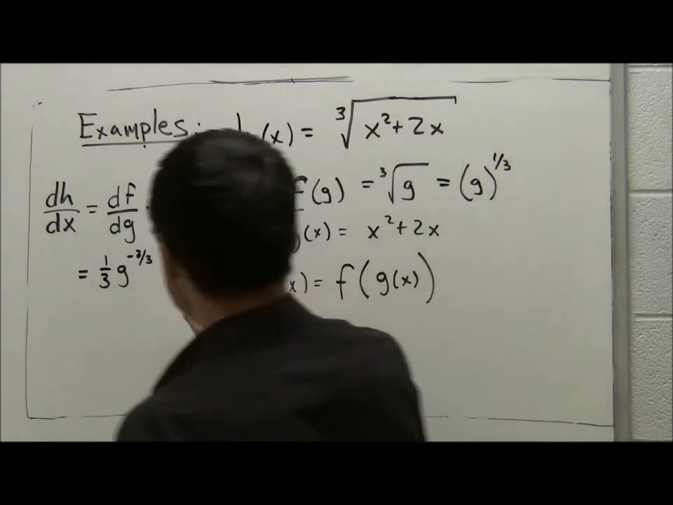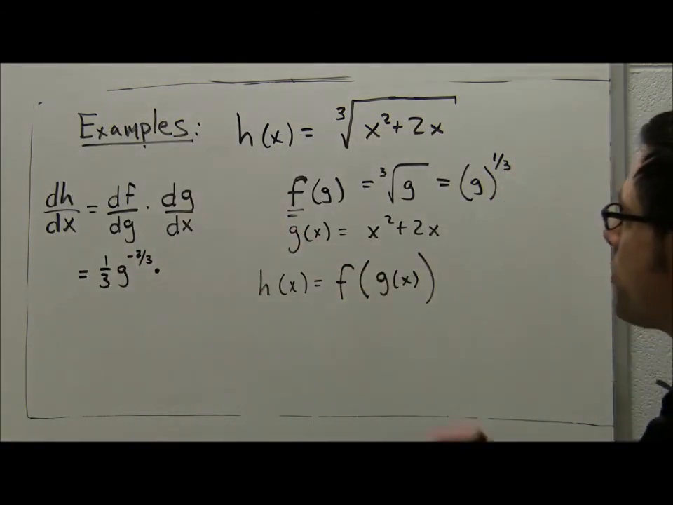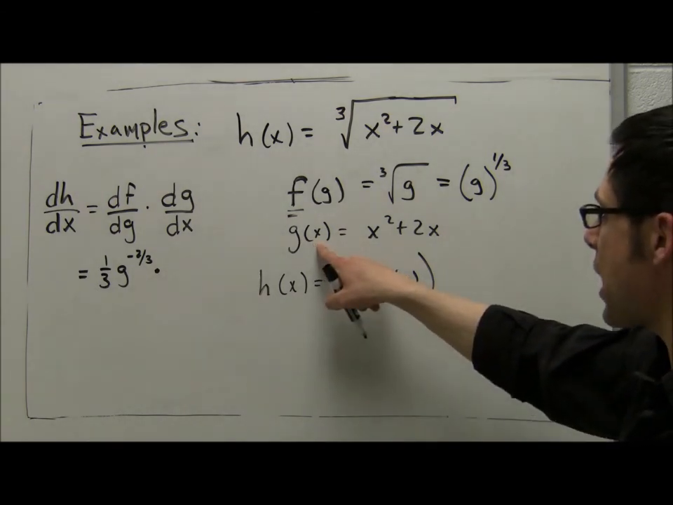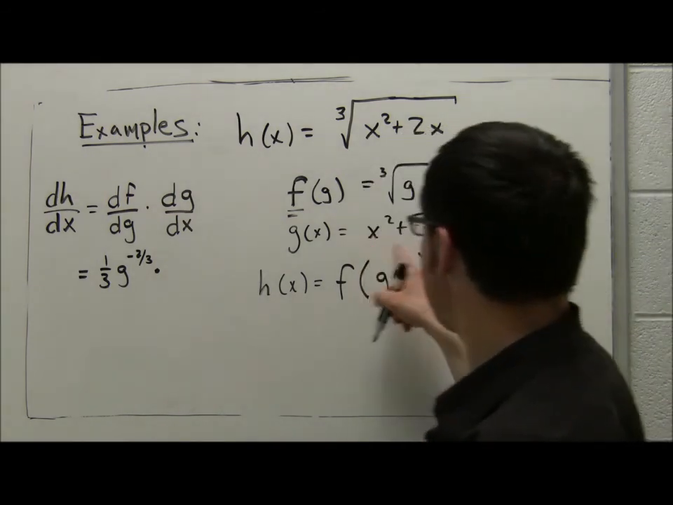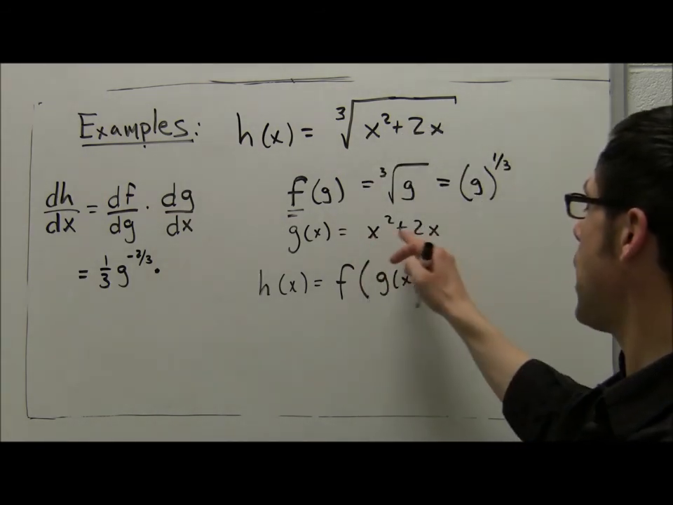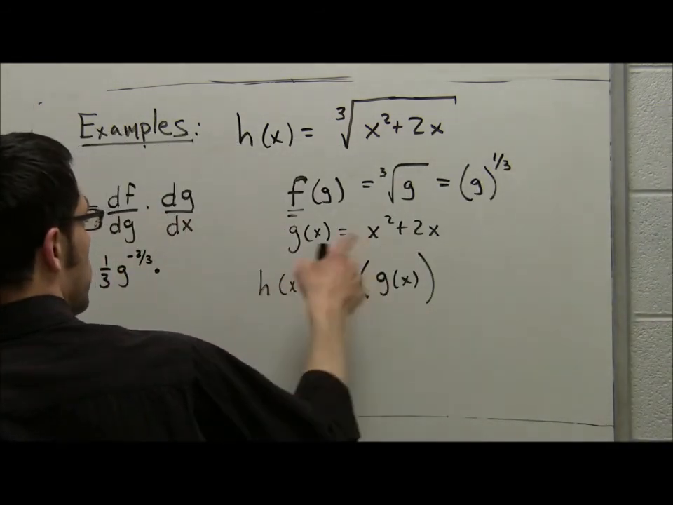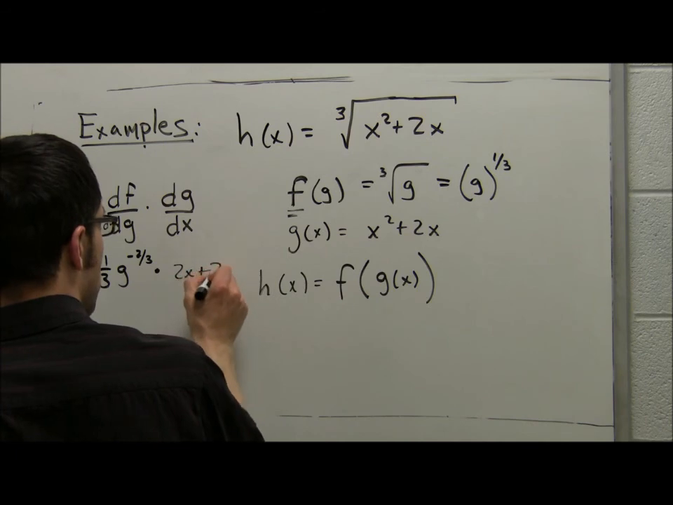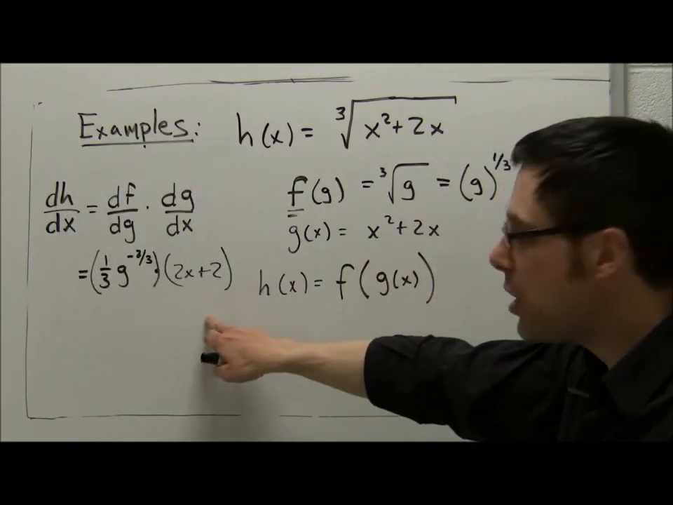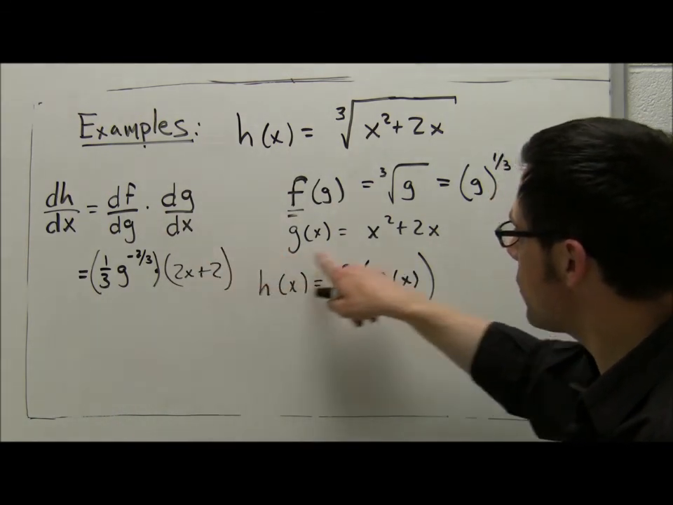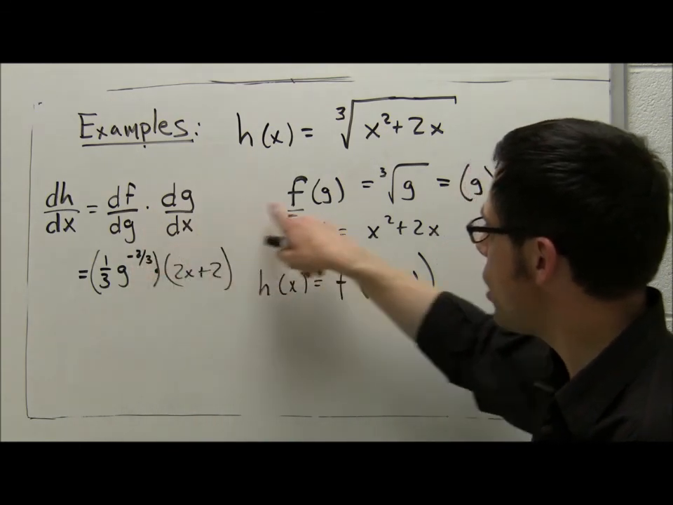And then I multiply that by the derivative of g with respect to its input. g's input is x. I know how to take the derivative of this with respect to its input, and I know I can just use the power rule again. It's the power rule and the sum rule here. So this is multiplied by the derivative, which is going to be 2x plus 2. You see that? This is the derivative of g with respect to x. Here's g. And this is the derivative of f with respect to its input, which is just g.